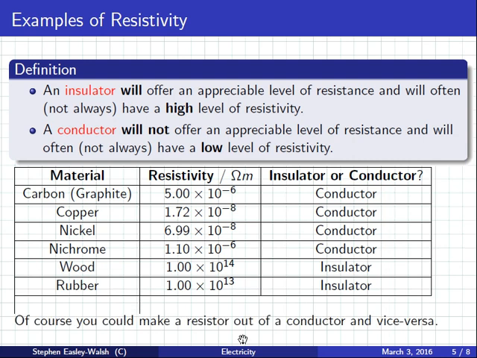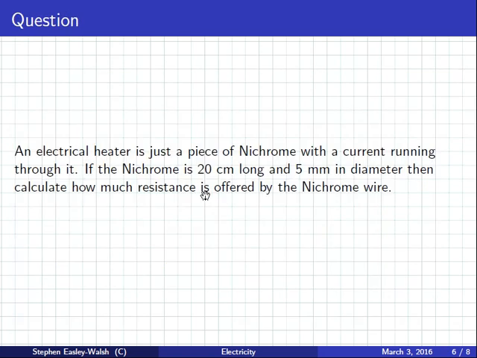Right, so you could make a resistor actually out of a conductor, but it's not the resistivity that you care about, but the total resistance. So this is just part of the formula. Let's have a look at our first example. I think I only need to do one example because there's only one formula.